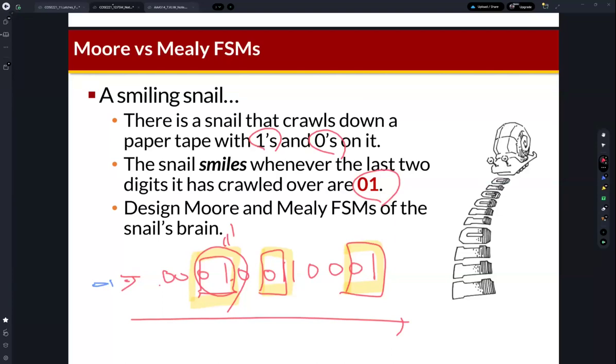For other cases, output is 0, right? So this is the system. So we can define input and output. The input is the bit data, right? So bit data of this input sequence. Then what is the output? The output is the behavior of snail. So if a snail smiles, its output is 1, otherwise output is 0. So firstly, we can define input and output.